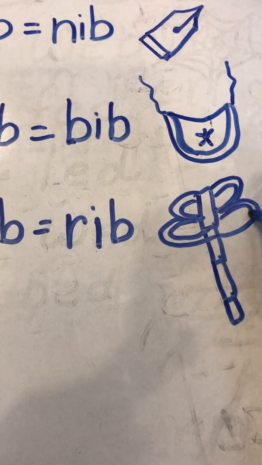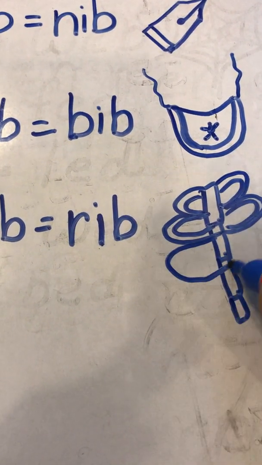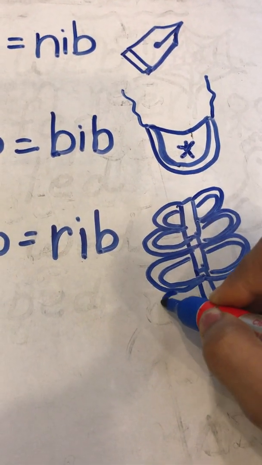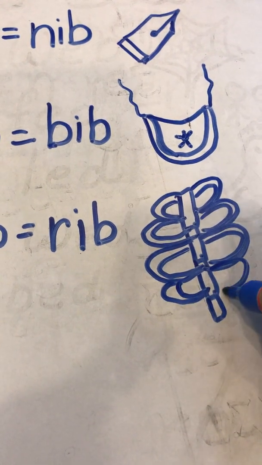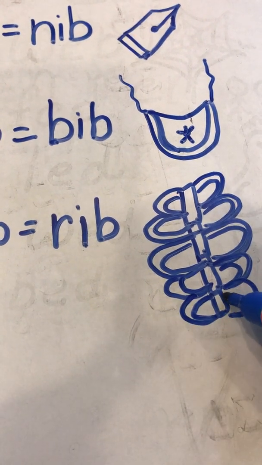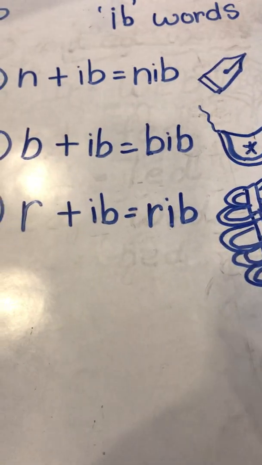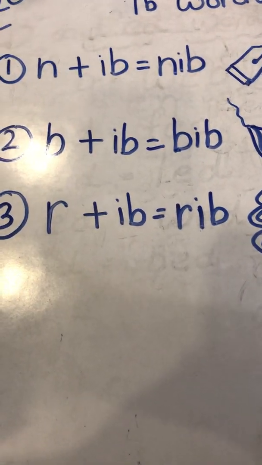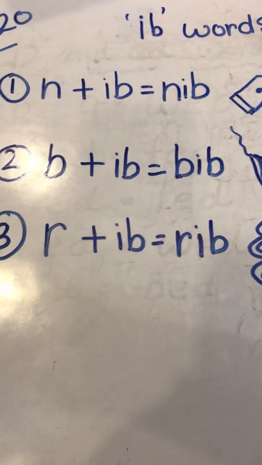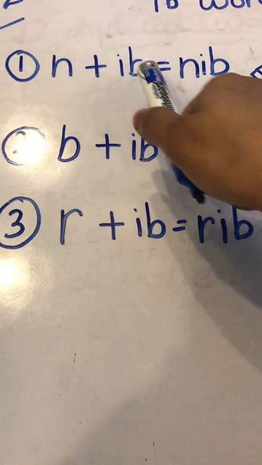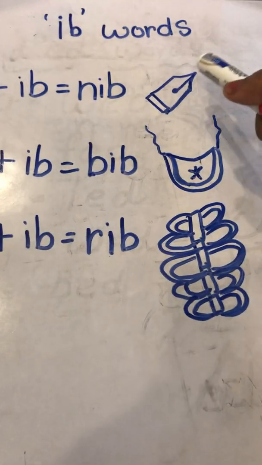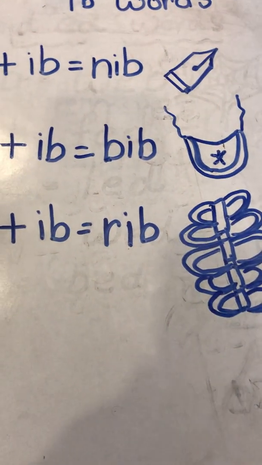Kids, you have to make all these drawings. So this is the structure of a rib. Do make it. See, ma'am is making it for you and you have to copy it. These 3 words you have to write in your notebook only. Put the date on the top, put the heading, and write these 3 words. Let's revise. Na, ib, nib. Ba, ib, bib. R, ib, rib. And please make these 3 pictures also.